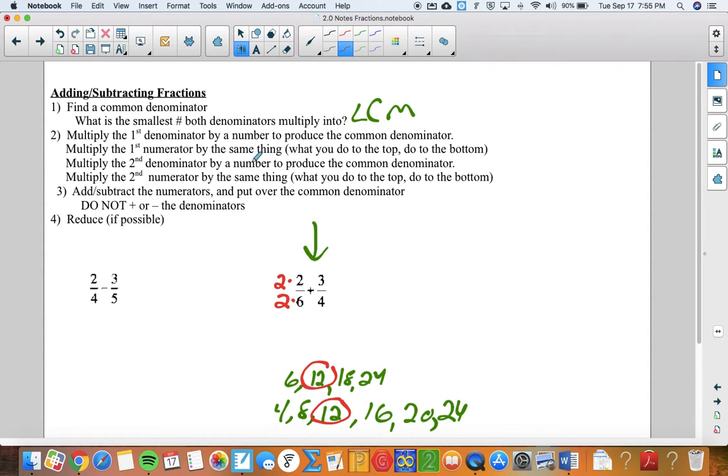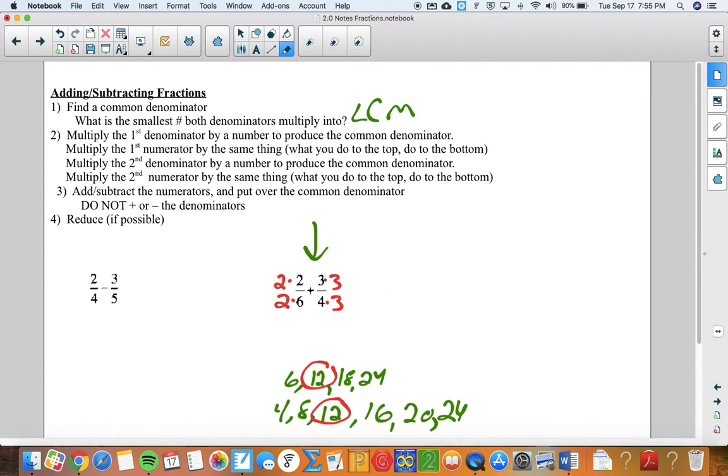Multiply the second denominator by a number to produce the common denominator. My common denominator is 12. So what do I multiply 4 by to get 12? I have to multiply it by 3. And what you do to the bottom, you have to do to the top. It is purely a coincidence that this is 2 times 2 up here and 3 times 3. The reason that I multiplied the bottom by 3 was because 4 times 3 is 12. And the reason I multiplied the bottom over here by 2 is because 2 times 6 is 12.